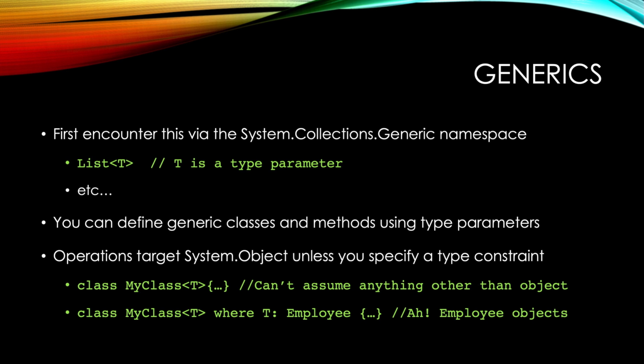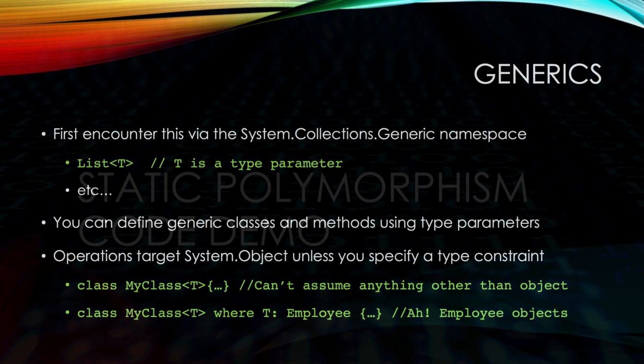However, if you add a type constraint, then you tell the compiler, at the least, that the base type of the objects that will be stored in MyClass, represented by T, will be an Employee type. Okay? So that's how you specify a range of operations for the types that your generic classes and generic methods will contain.